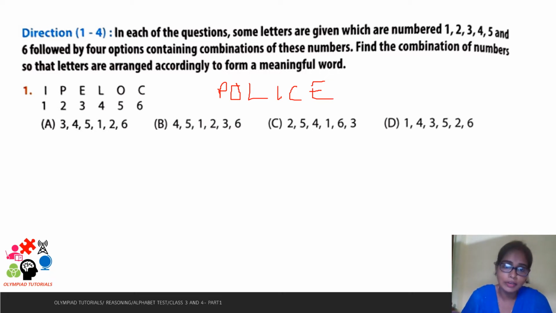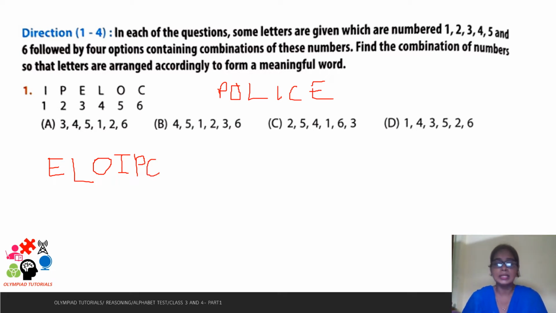And if not, now you have to just see the options, like see the option for A, 3, 4, 5, 1, 2, 6. So whatever order is given here, in that order you have to arrange the alphabet. So number 3 is E. E is denoted by number 3, then 4 is denoted by L, 5 is denoted by O, 1 is denoted by I, 2 is denoted by P, and 6 is denoted by C.